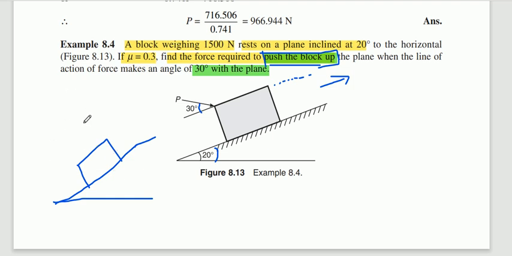So you need to draw the free body diagram here. This is the given problem, with the plane making an angle of 20 degrees with the horizontal and one force acting. I will draw it here. This is our x-axis, the coordinate x-axis. Then I will draw the y-axis, which is perpendicular to it. This is our y-axis, the coordinate y-axis.